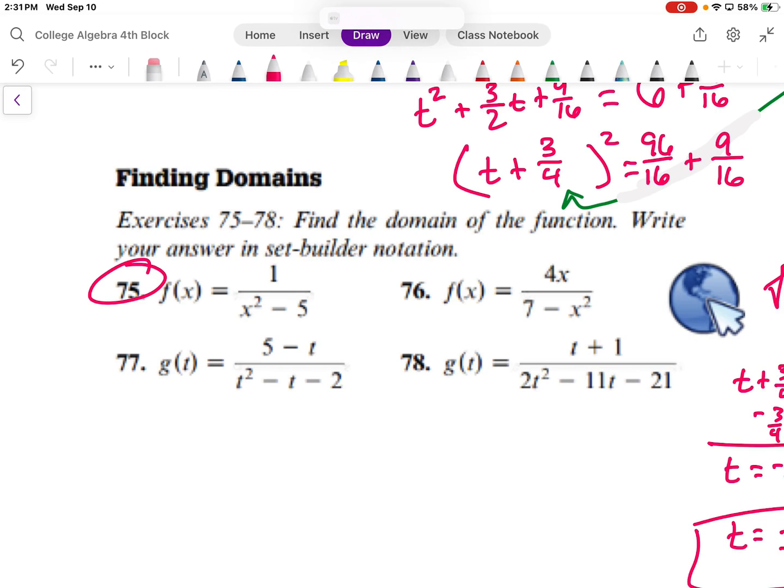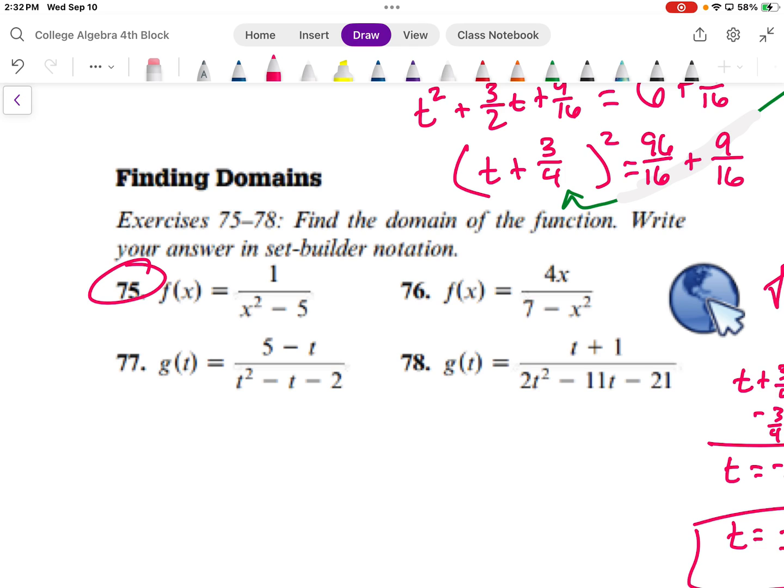The domain of the function. What are we not allowed to divide by? We can divide by a square root, but what am I not allowed to divide by? 0. I'm not allowed to divide by 0. So I've got to figure out, since the x is in the bottom, my domain is not everything. Okay, I can't divide by 0, so something may make that bottom be 0.